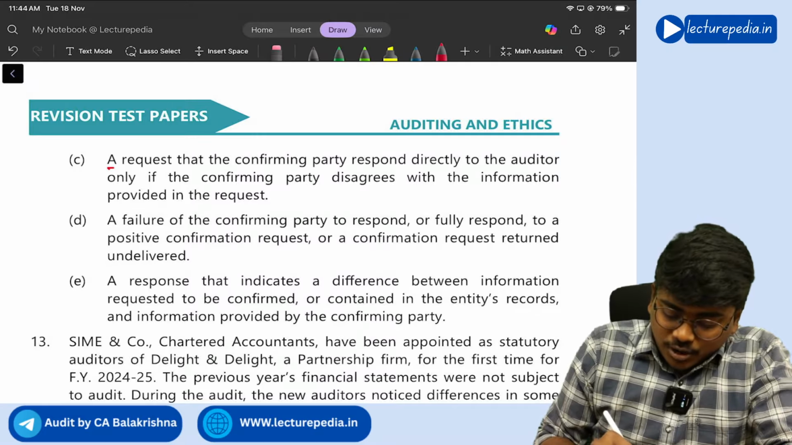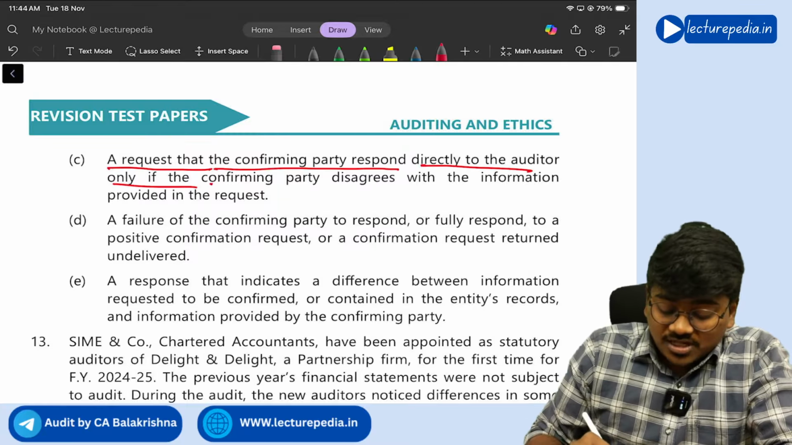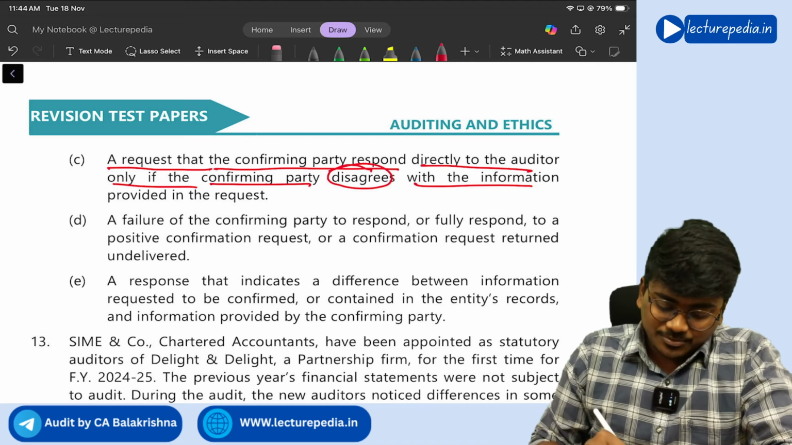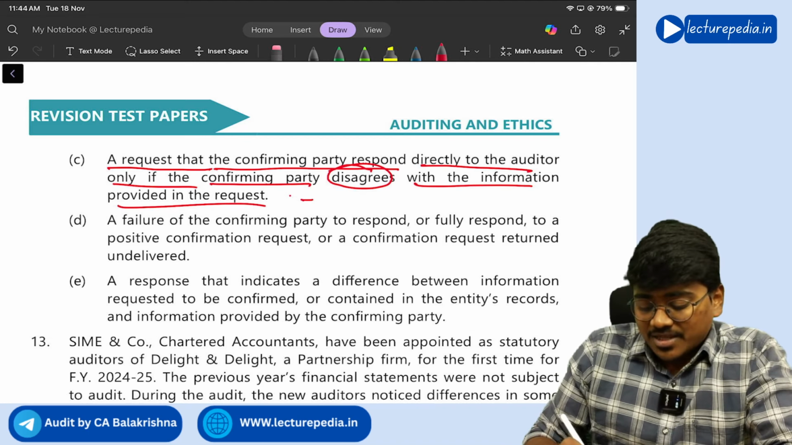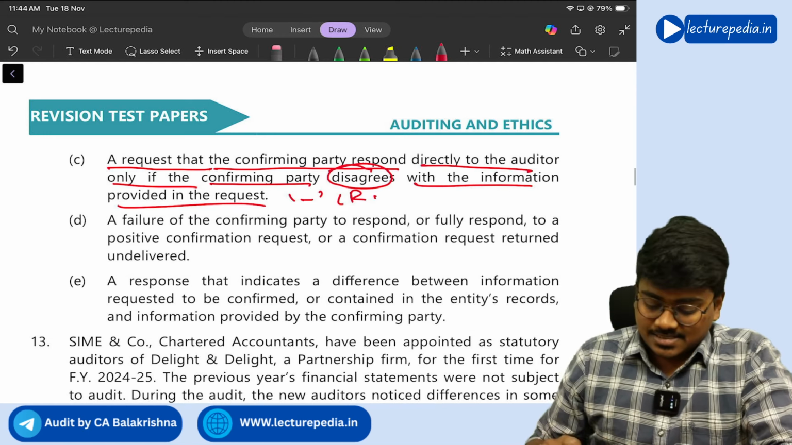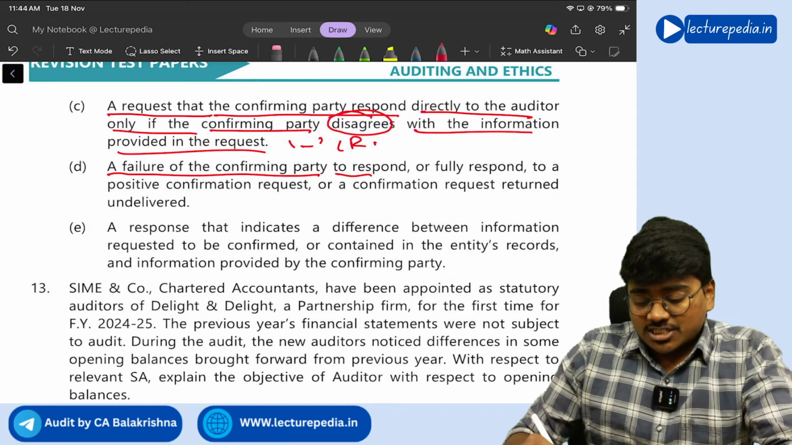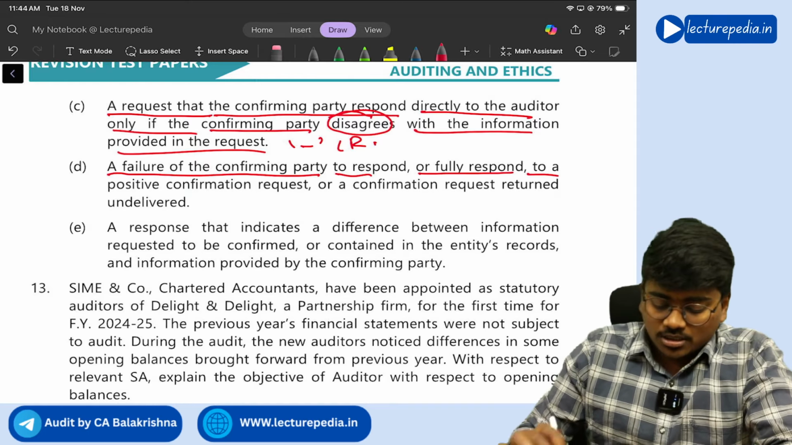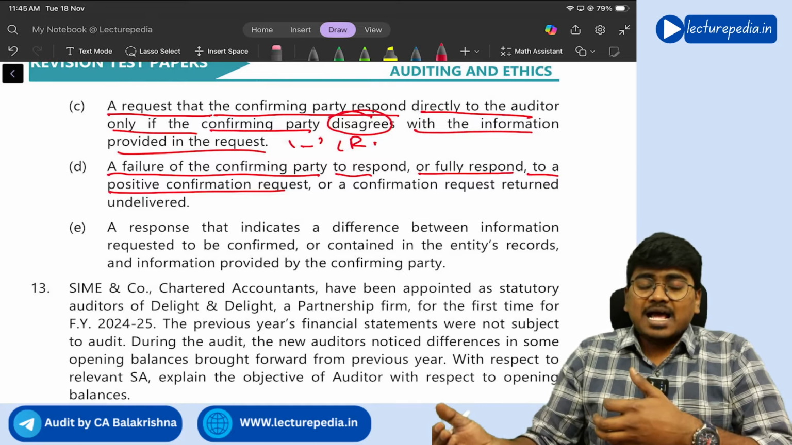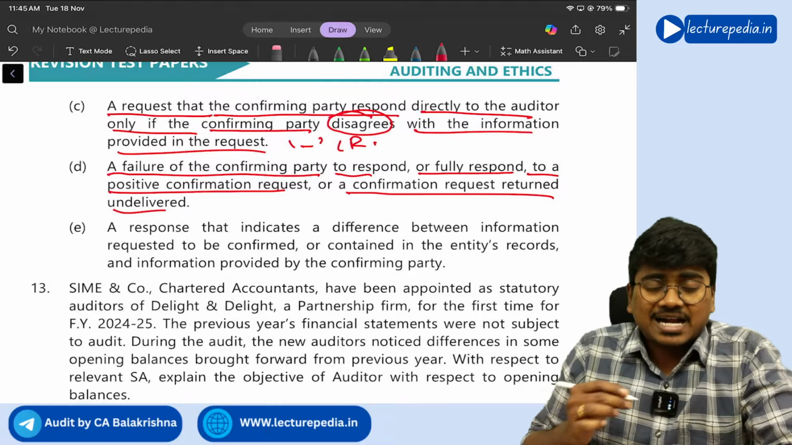Next, a request that the confirming party respond directly to the auditor only if the confirming party disagrees with the information provided in the request. So this is a negative confirmation request. Correct or not? Yes. Next, a failure of the confirming party to respond or fully respond to a positive confirmation request. That means the confirming party has failed to respond, or the confirmation request was returned undelivered.